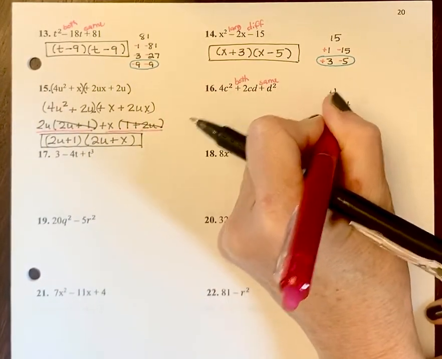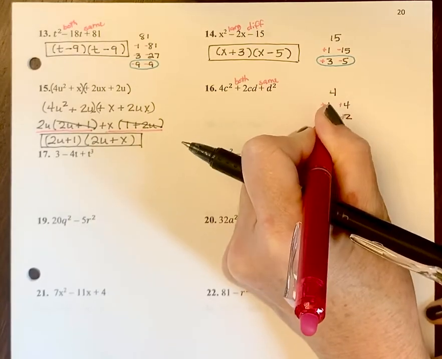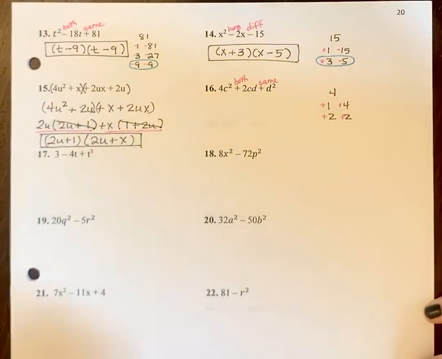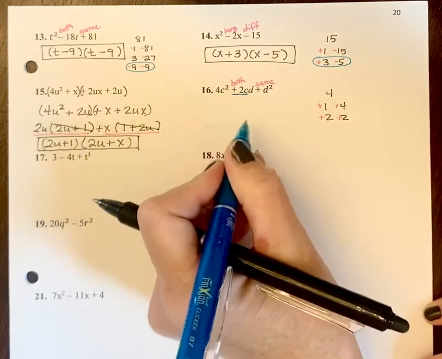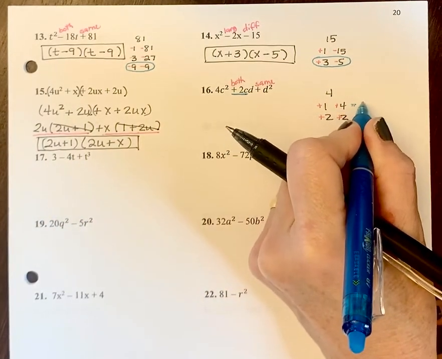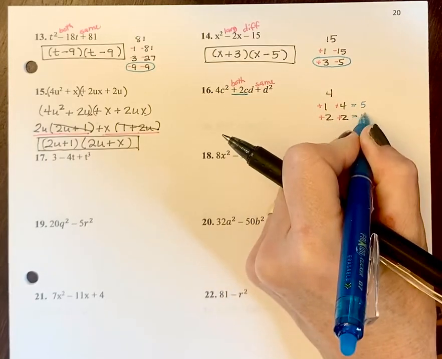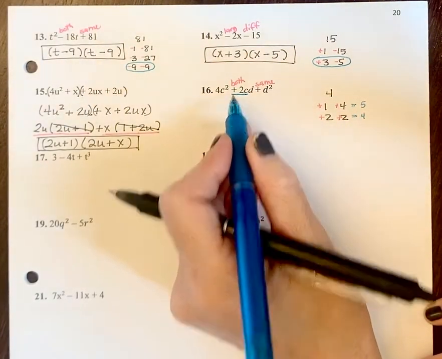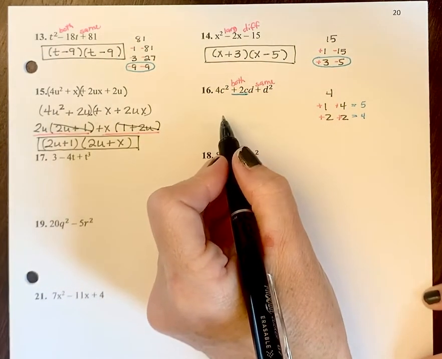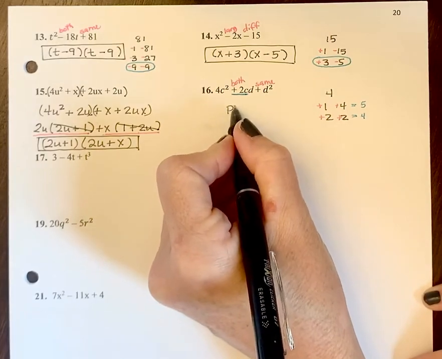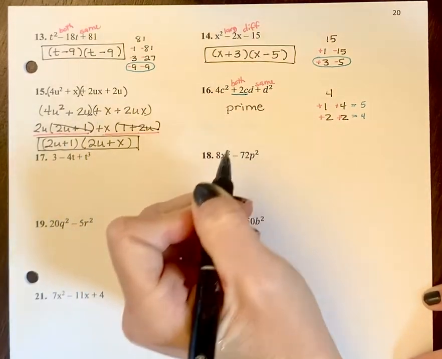So when I'm looking at the factor pairs, I know they'll both be positive, and I need to find a factor pair that will combine to give me a 2. Well, 1 plus 4 equals 5, and 2 plus 2 equals 4. So nothing combines to give me a 2, so I can't factor it that way. So this is prime.